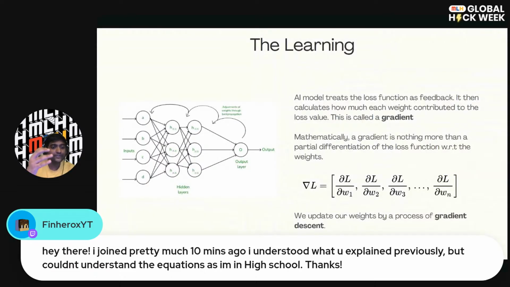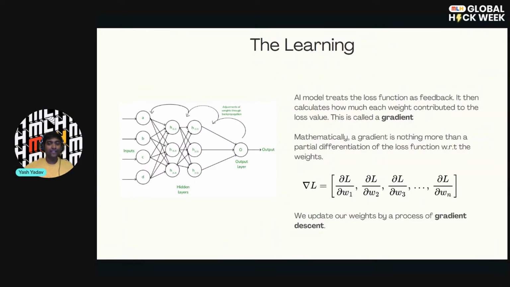So you really don't need to understand the maths of it. All you need to know is partial differentiation. Think of it as a black box for now. What partial differentiation is essentially doing is it's a mathematical operation you can perform on a function that tells us how much each individual value contributed to the final value that we got. Like how much did each individual weight contribute to the final loss value, the final error rate that we got? Does that make sense?